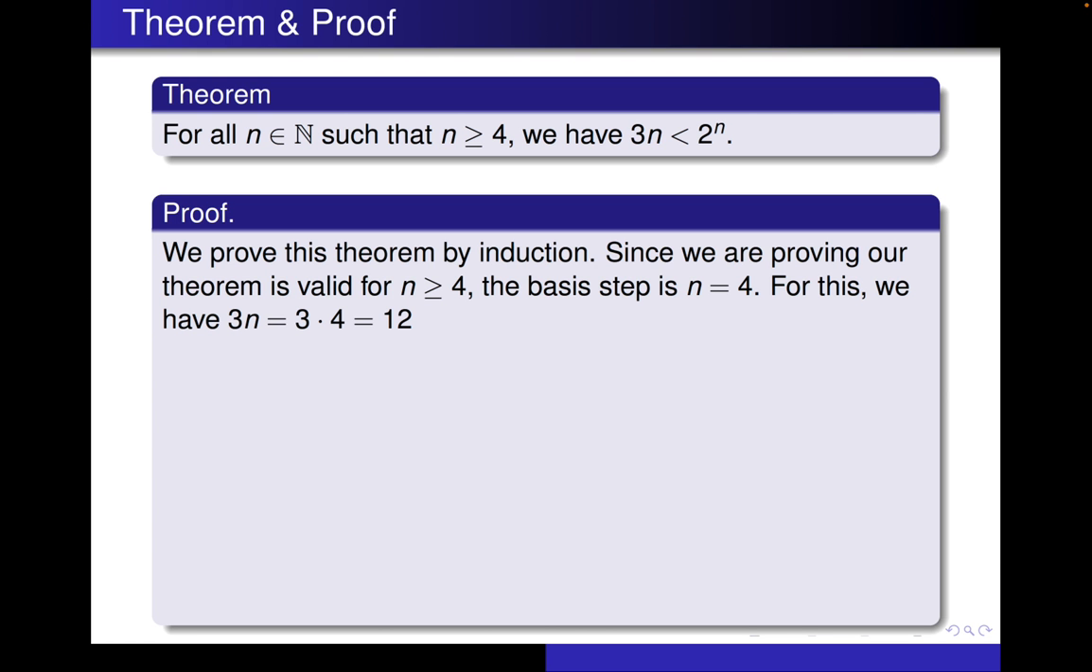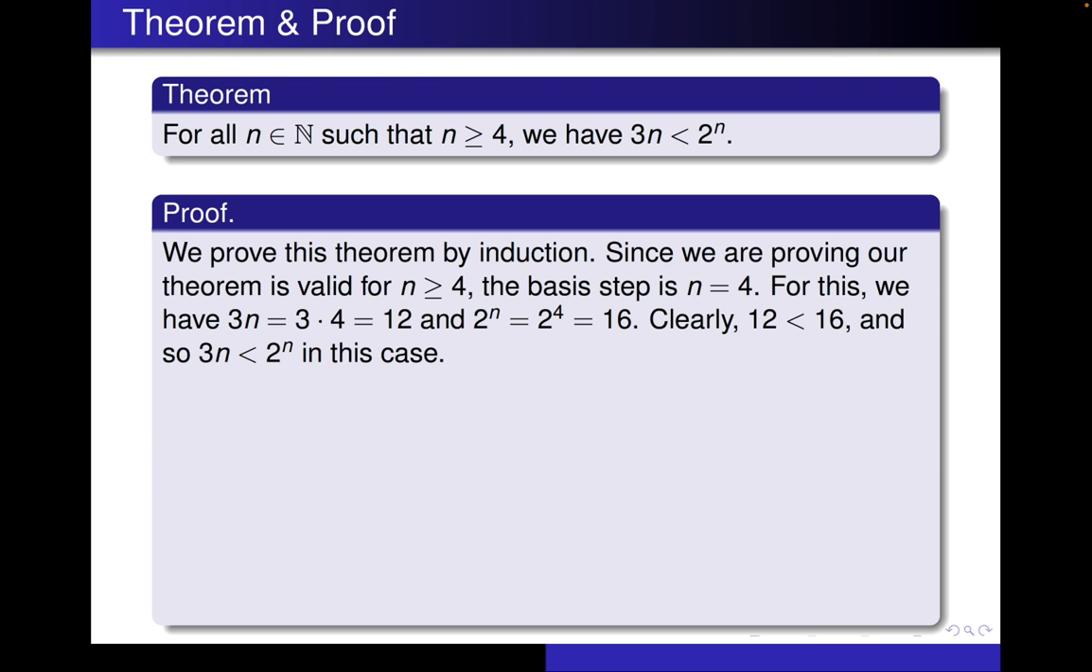So for this, we just plug in n equals 4. We get 3n equals 12, 2 to the n equals 16, 12 is less than 16, and therefore 3n is less than 2 to the n in this case. So that's our basis step.